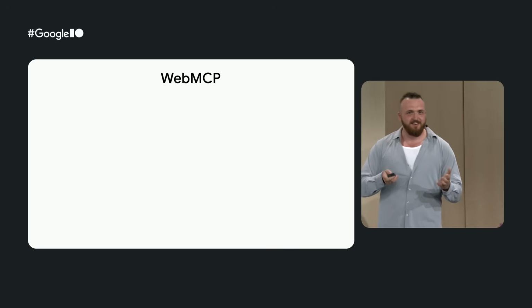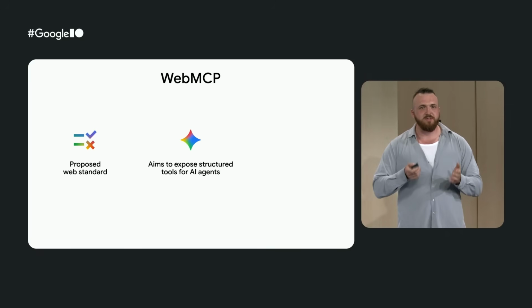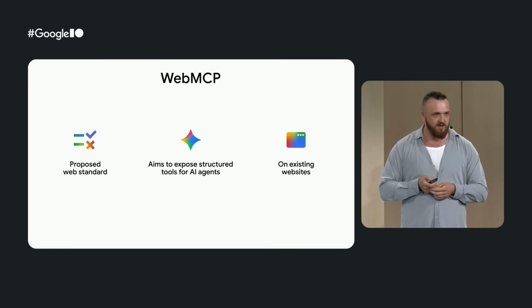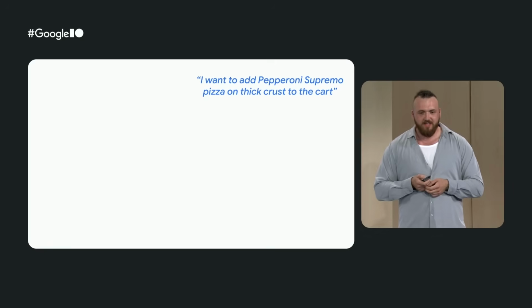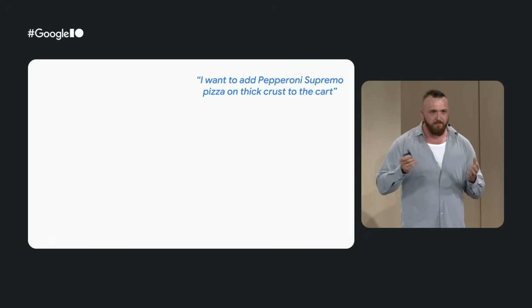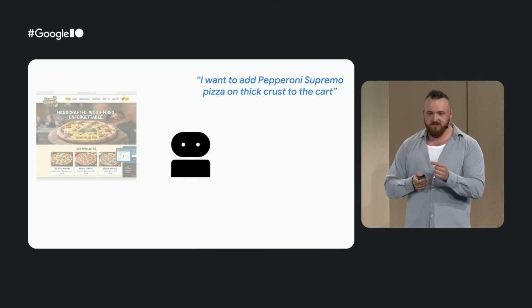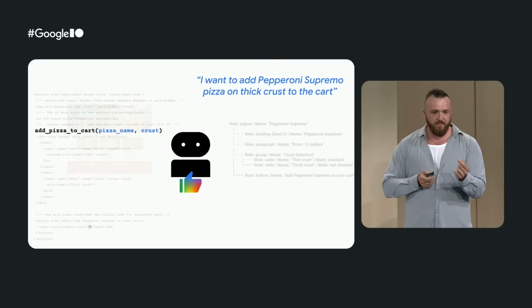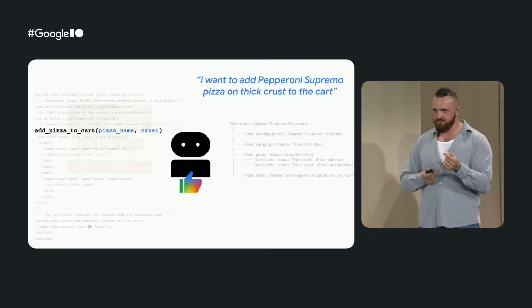So, the WebMCP is a proposed web standard that aims to expose structured tools for AI agents on currently existing websites. What does it mean? It means that when a user wants to add a certain kind of pizza to their shopping cart, in addition to analyzing visuals of your website, reading the DOM, and reading the accessibility tree, the agent can use tools provided by your website.